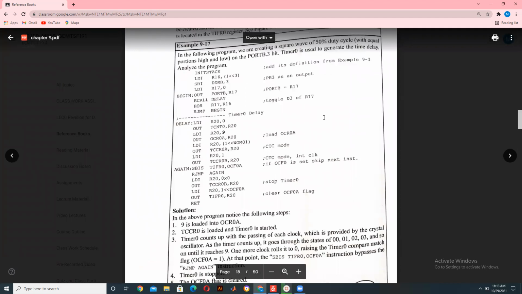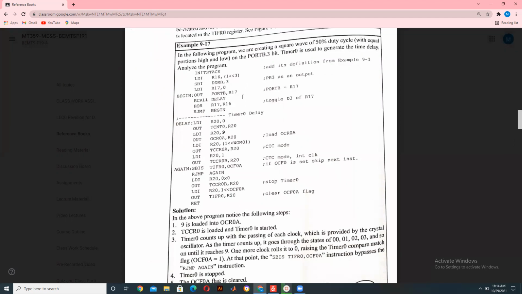Then in the following program, we are creating a square wave of 50% duty cycle on the board. Timer 0 is used in the time delay to analyze the program. So in this, we have to simply analyze the program. In this, first the stack is made, then the pin output 9 is loaded into the OCR0A, and then after that TCCR0 is loaded to the time delay 0 and started.